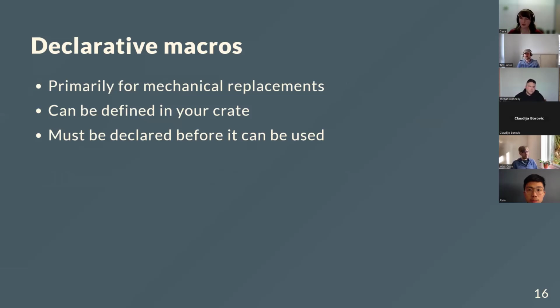And you can define them in the crate, as you do with normal code. But the one exception is that it has to be declared before it can be used. It's namespaced, so you have to export it if you want to share it in other places within your own crate. But being able to define it in your crate is great, because having to create a separate crate just for your macro can be annoying if you're just doing something small.